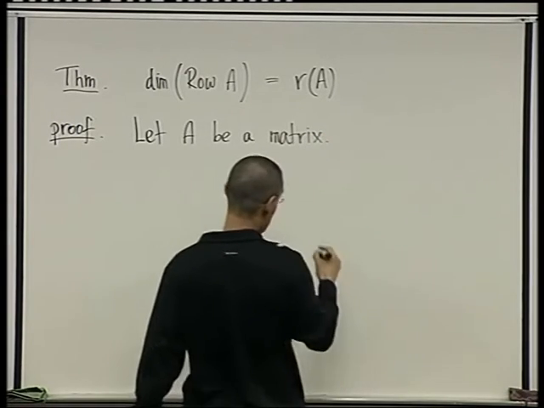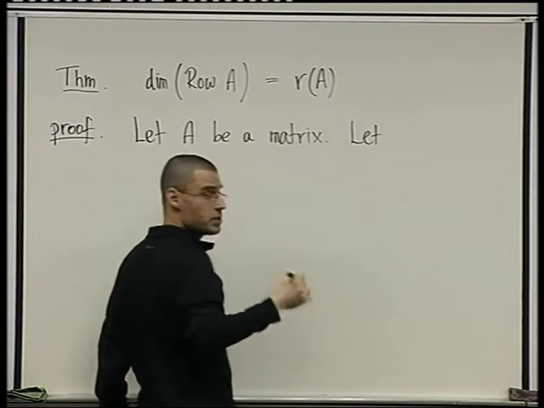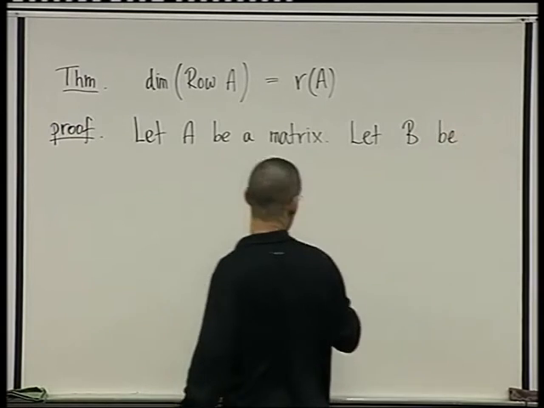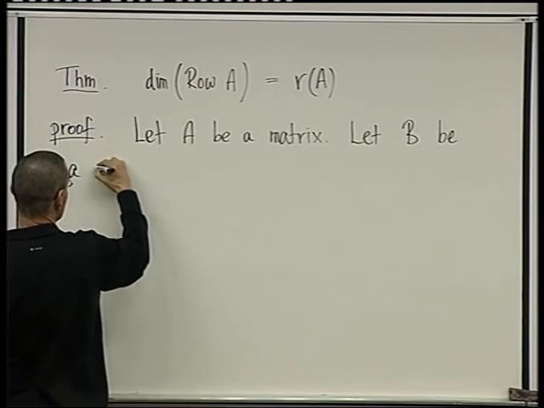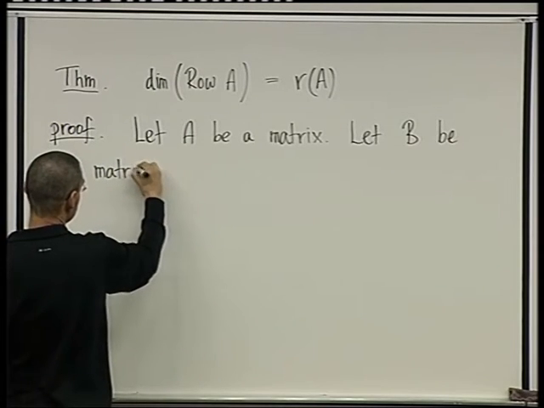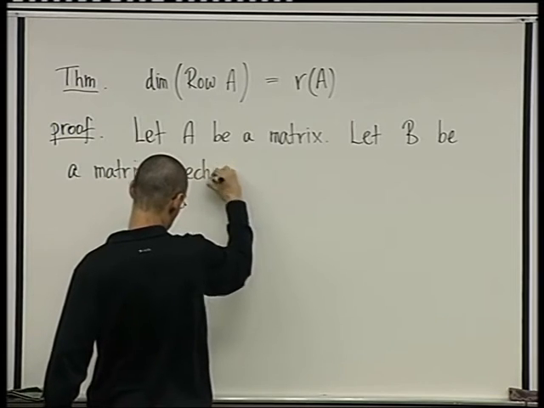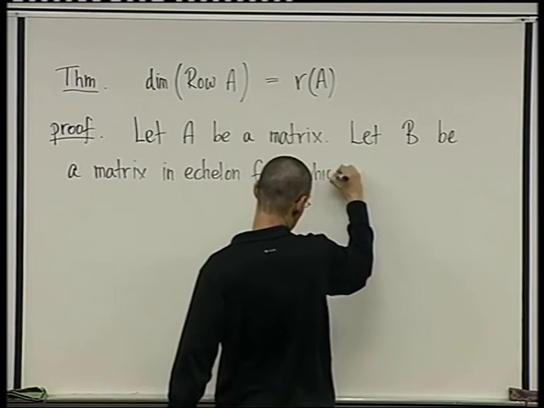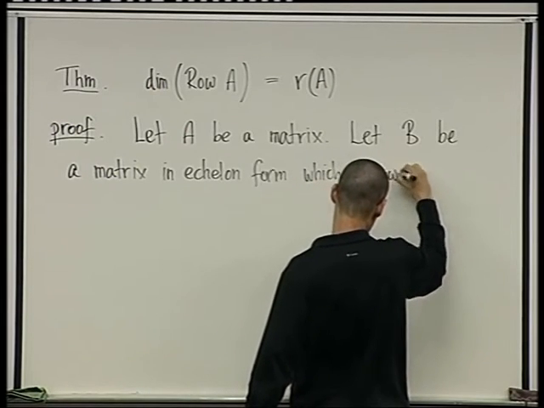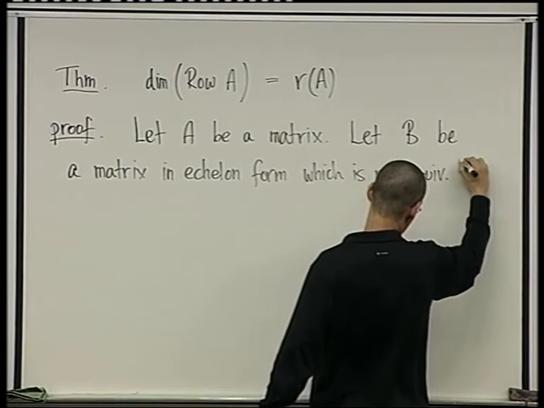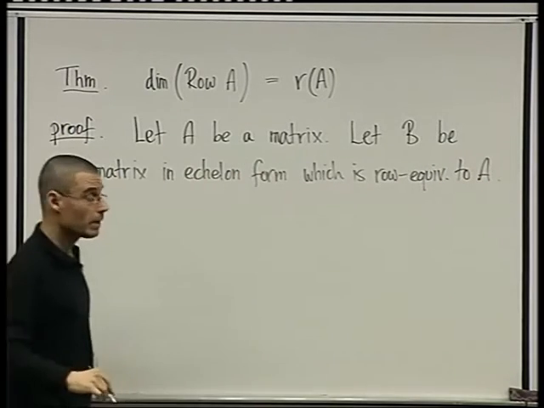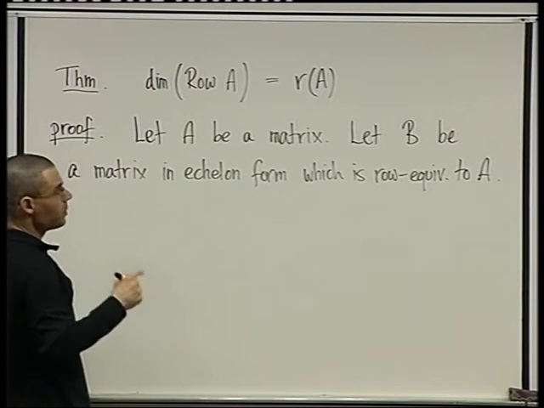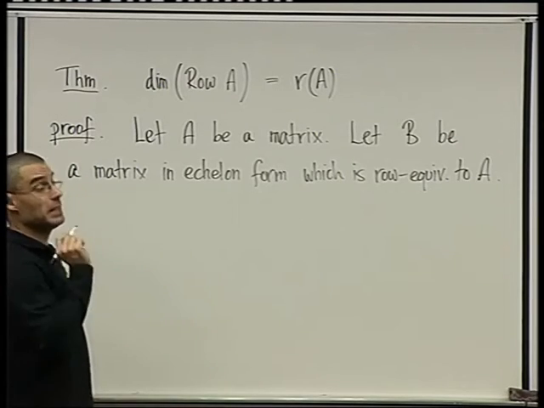Let's do row operations until we reach its echelon form, some echelon form. So let B be a matrix in echelon form, which corresponds to A, which is row equivalent to A. Okay? How many non-zero rows are there in B?